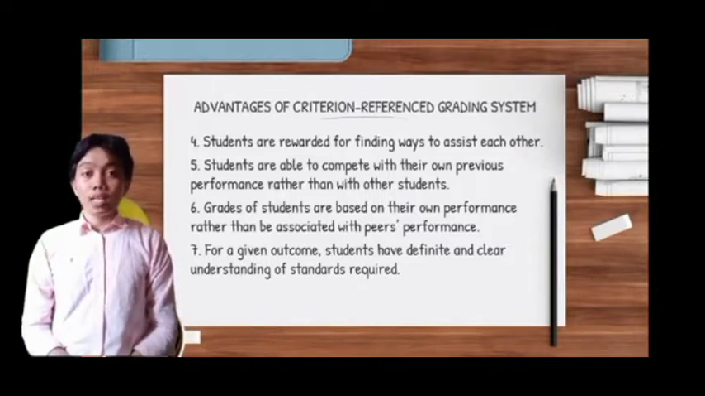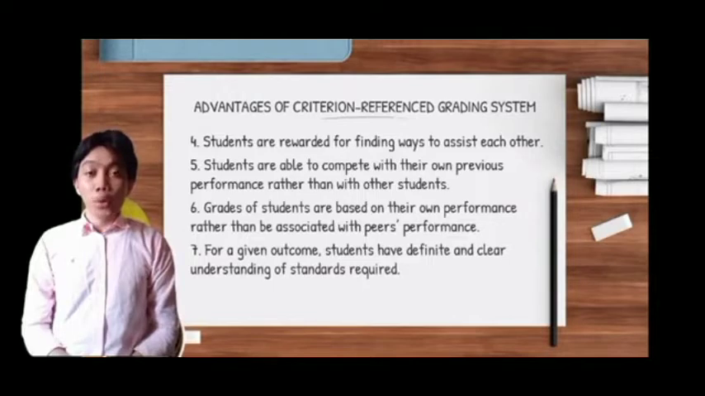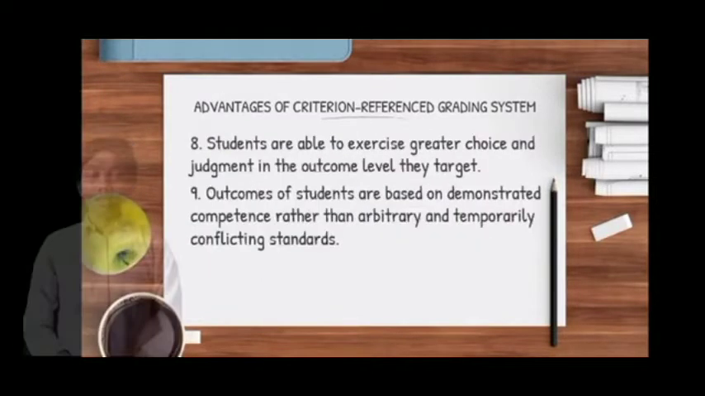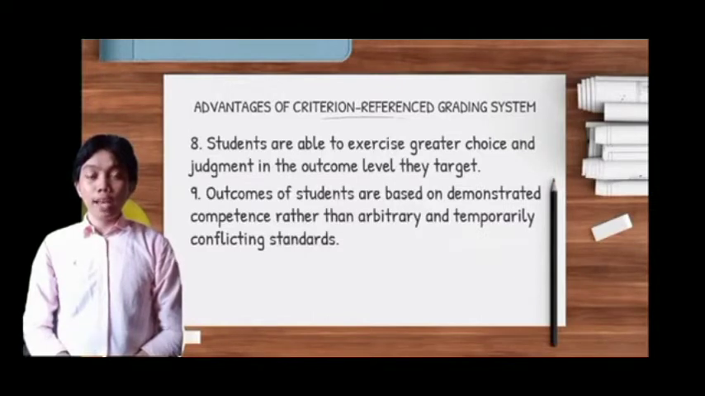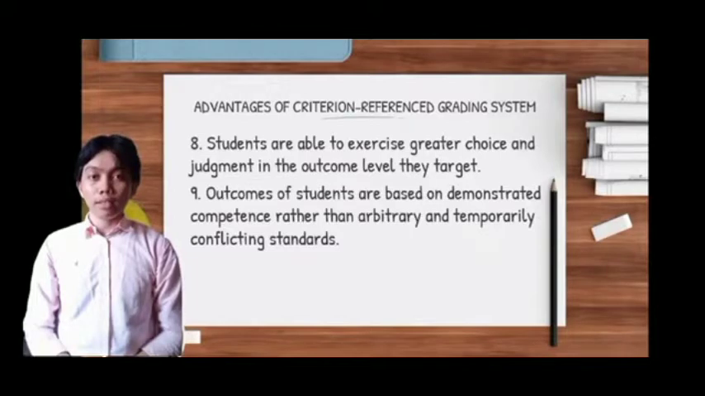6, grades of students are based on their own performance rather than being associated with their peers' performance. 7, for a given outcome, students have a definite and clear understanding of standards required. Number 8, students are able to exercise greater choice and judgment in the outcome level they target. And lastly, number 9, outcomes of students are based on demonstrated competence rather than arbitrary and temporarily conflicting standards.